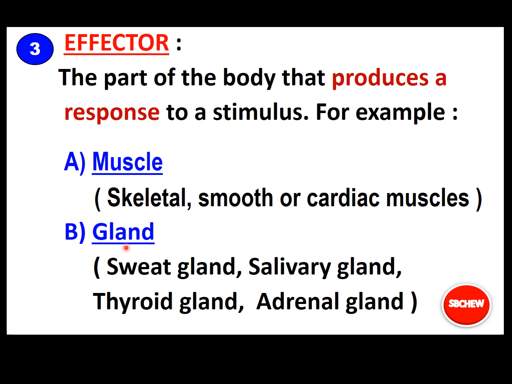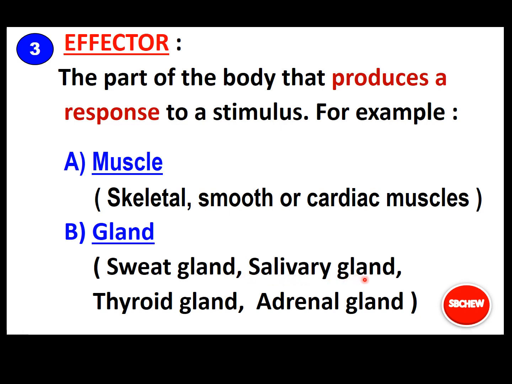Now, glands. Glands are tissues that secrete a fluid for a purpose. So the sweat gland will act when you are feeling hot. You will secrete sweat, so it is an effector. And when you secrete sweat, it will help to cool down the body. So that is the response, the secretion of sweat and the cooling down of the body.